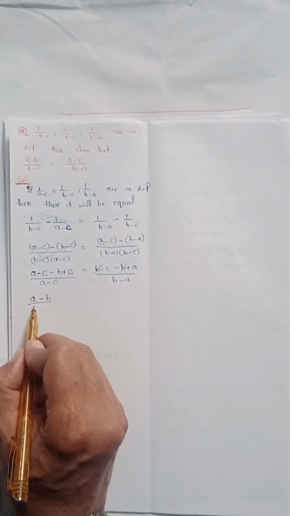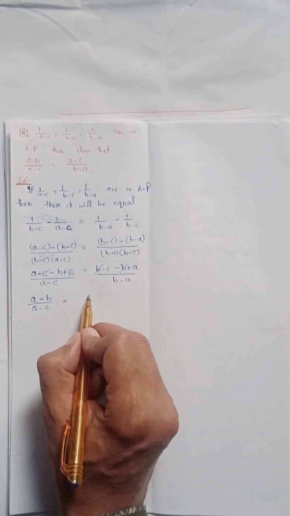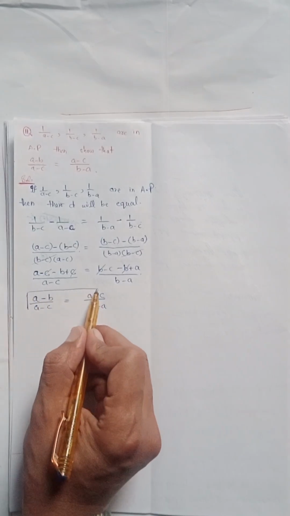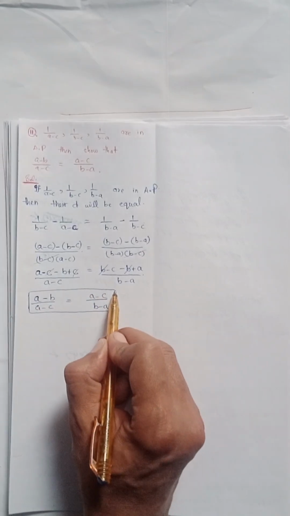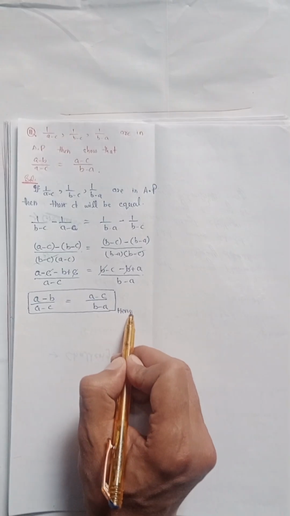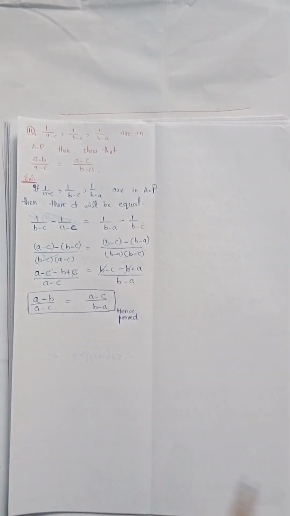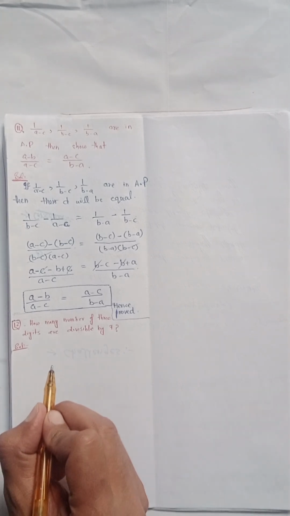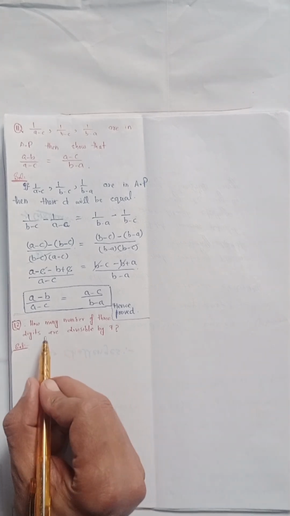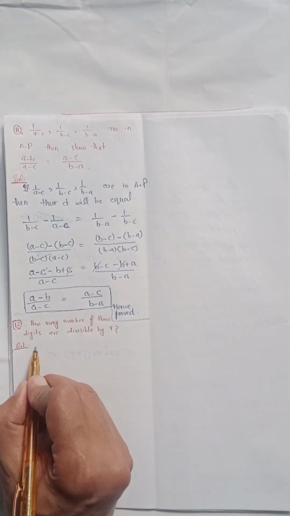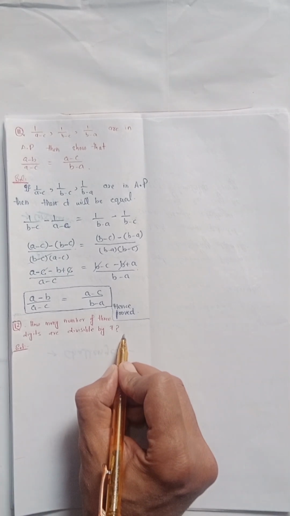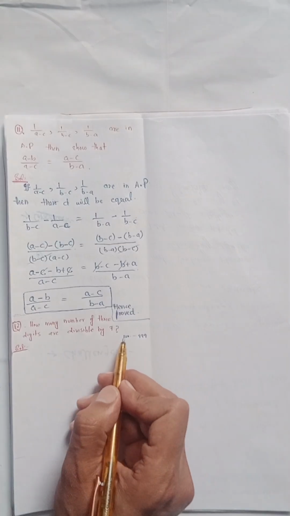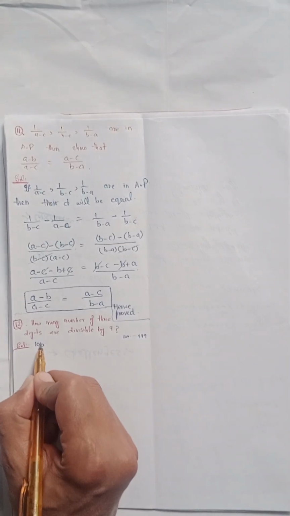How many numbers of 3 digits are divisible by 7? First of all, we have to see that 3-digit numbers actually start from 100 to 999, and those divisible by 7 are 105, 112, 119, and so on, up to 994.